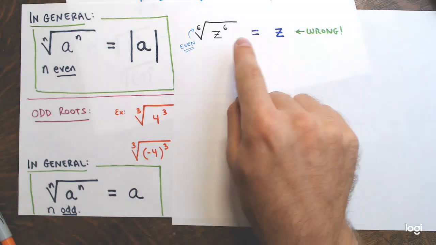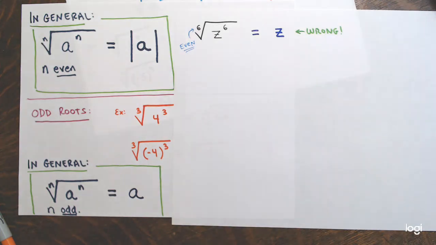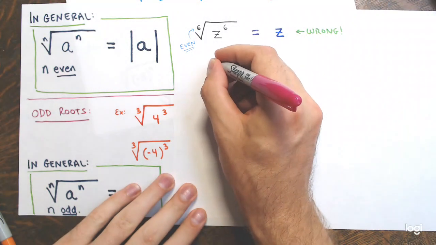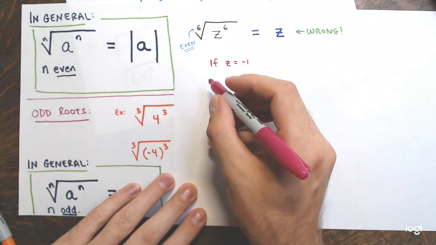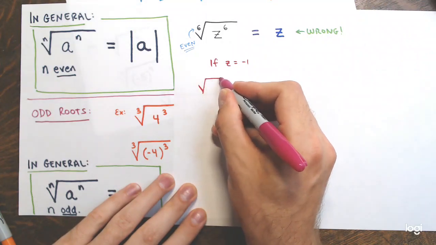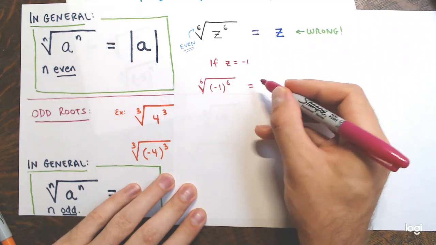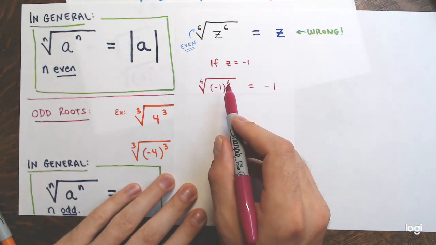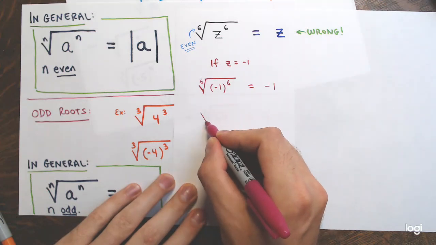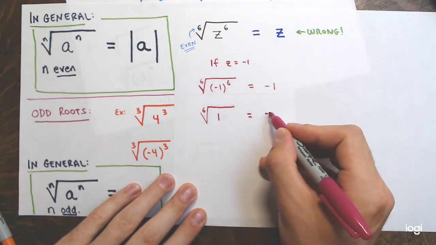So let's say I made the mistake and I just undid the 6's and the sixth root and said it was just z. Let's check. What if z were a negative number? What if z were negative 1? Well, then the left side, you'd have the sixth root of negative 1 to the 6th. And on the right side, you're replacing z with negative 1. What is negative 1 to the 6th? That's a negative number to an even power, so this would be positive 1. So the left side is the sixth root of 1. The right side is still just negative 1.